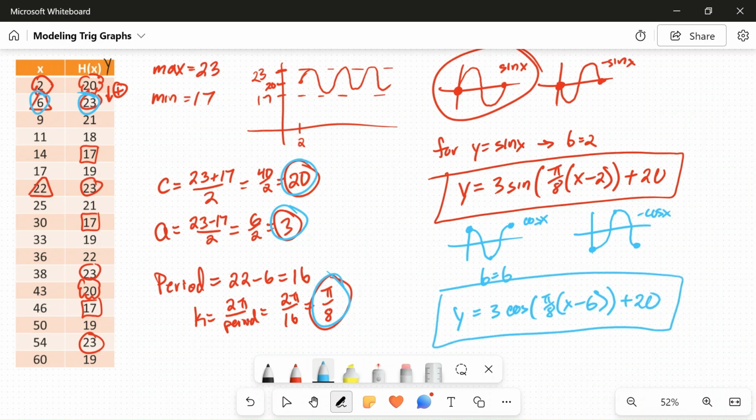Okay, so that's how we can find a sine and cosine graph from the table of data. And again, the a values, the c values, and the k values don't change whether you're doing sine or cosine, and they don't change where you're starting your period or graph at. All that changes is the b value and whether or not you're going to have a reflected graph, so whether the coefficient is going to be positive or negative. All right.